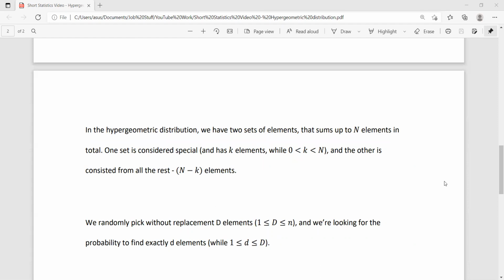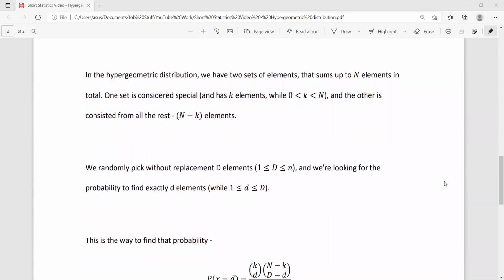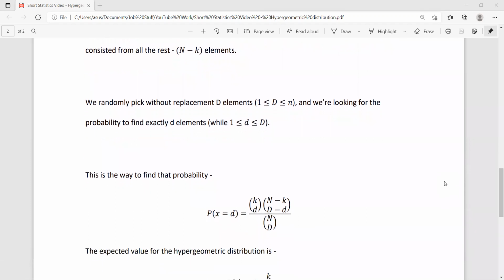Now we randomly pick without replacement capital D elements, and capital D goes from 1 to N. And we're looking for a probability to find exactly small d elements, while small d is going from 1 to capital D. Now this is the way to find the probability.